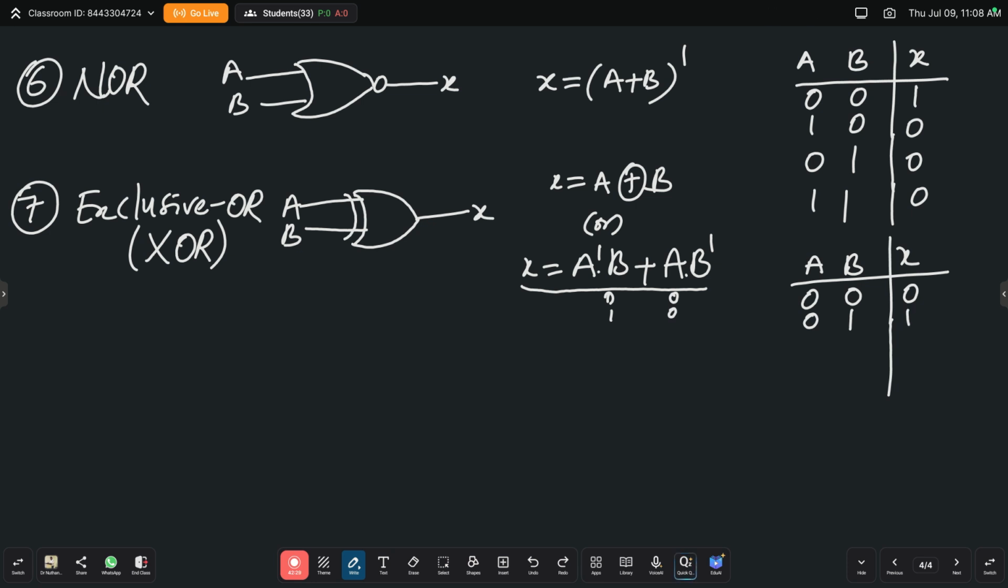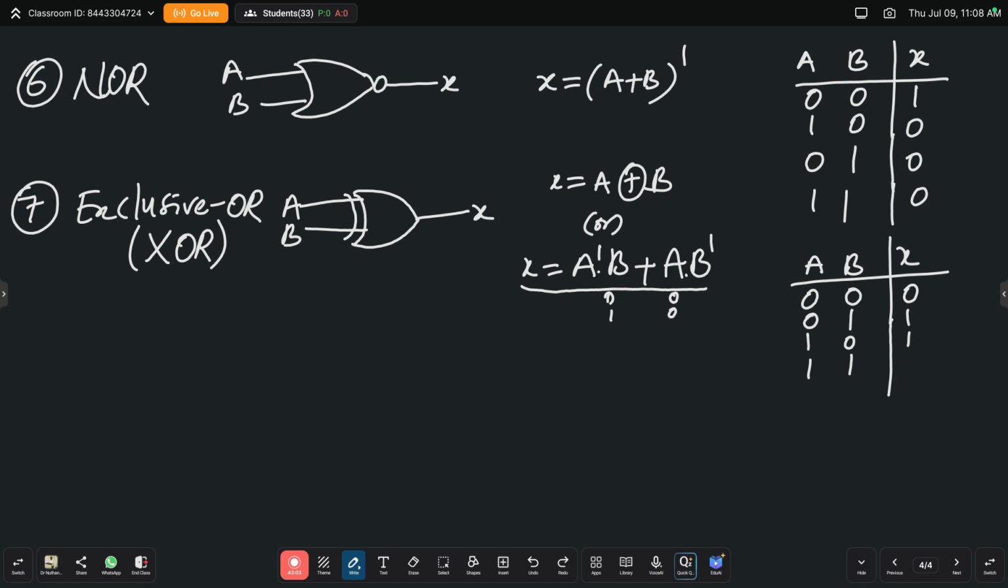Are you clear? If you understand this, in future combination of different gates you can understand. Clear? Next. 1 0. Maybe you will get one only. Just AB dash plus A dash B. That is what it will be. Next. 1 1. 100% 0. Why? You reverse this. That way also you can remember 0 0 means 0.